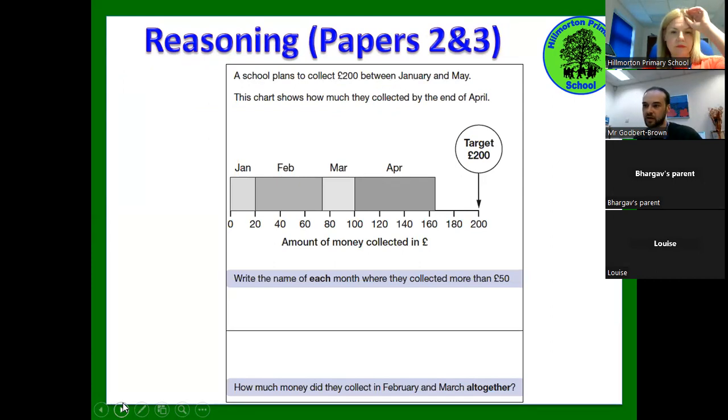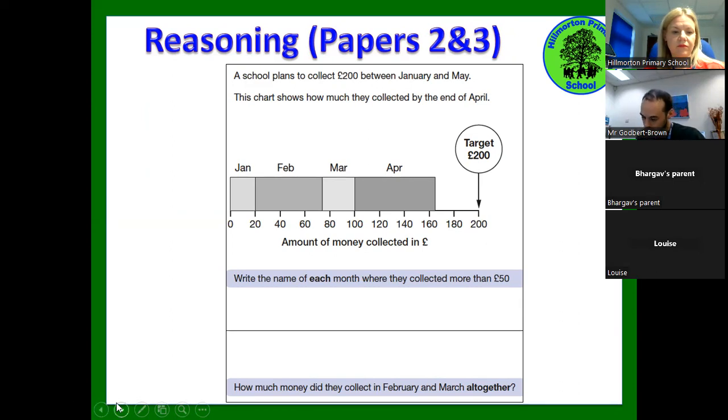So they'll be a bit longer. They'll have information to look through. There's a lot more sort of 2-mark questions available. Here's one where they're going to have to look at the scale there and figure out how much money is being made in each month. And then they might have more than one part to the question as well. So with this one, they've got to write the name of each month where they collected more than £50. That would be worth a mark. And then underneath, there's another question relating to the same context where they can get more marks as well.